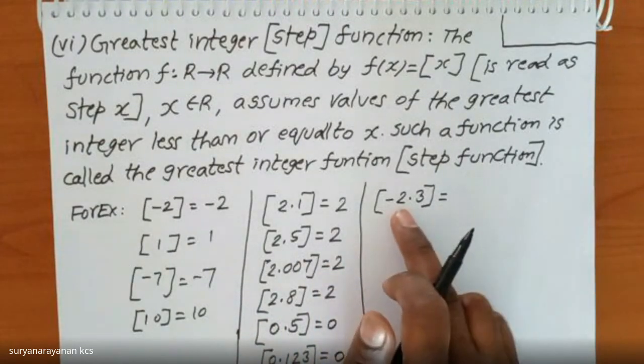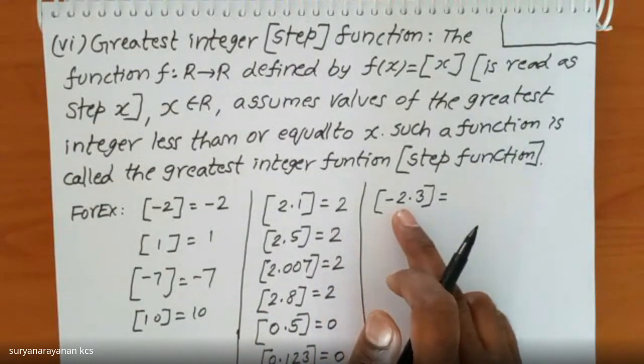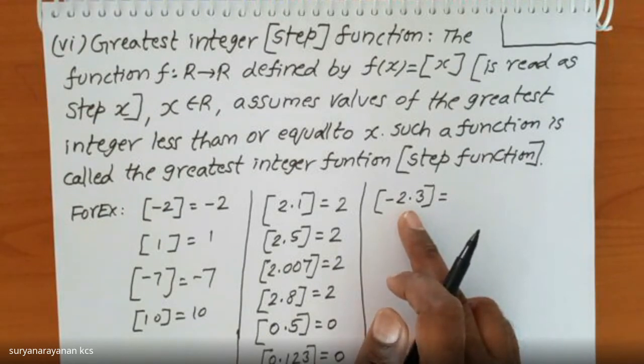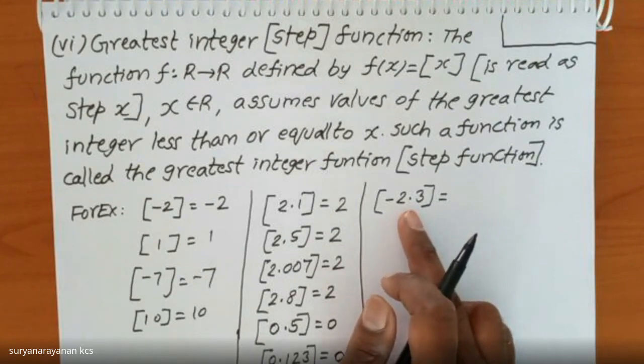Mark this number on the number line. After marking this number on the number line, what is the left side number? Left side integer, nearest left side integer. Minus 2 or minus 3? Tell me.